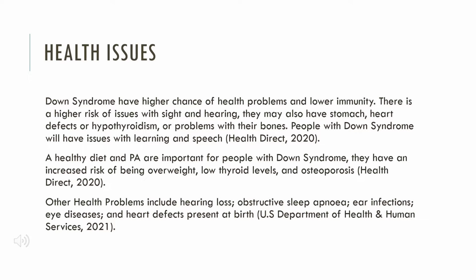The following dot points provide some information on health issues with people with Down syndrome. People with Down syndrome have a higher chance of health problems and lower immunity. There is a higher risk of issues with sight and hearing. They may also have stomach or heart defects, hypothyroidism, or problems with their bones. People with Down syndrome will have issues with learning and speech as well. A healthy diet and physical activity are important for people with Down syndrome. They have an increased risk of being overweight, low thyroid levels, and osteoporosis. Other health problems include hearing loss, obstructive sleep apnea, ear infections, eye diseases, and heart defects present at birth.